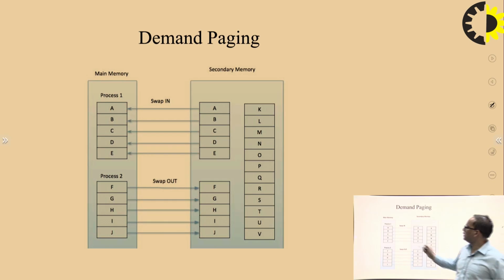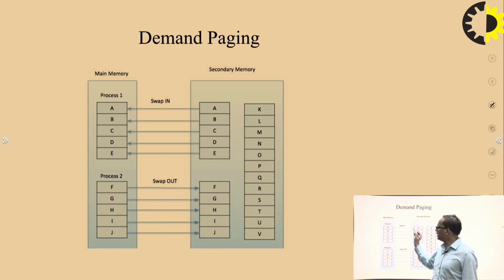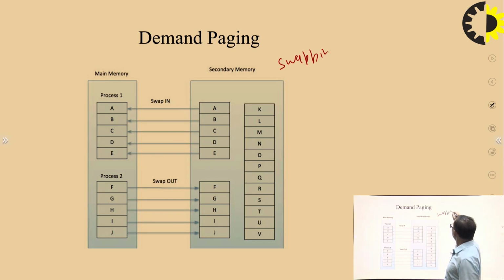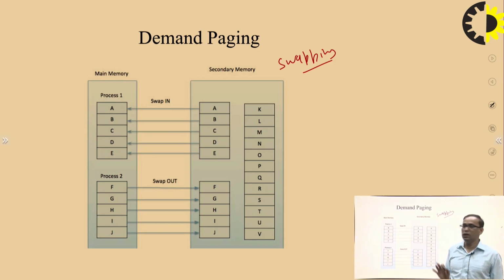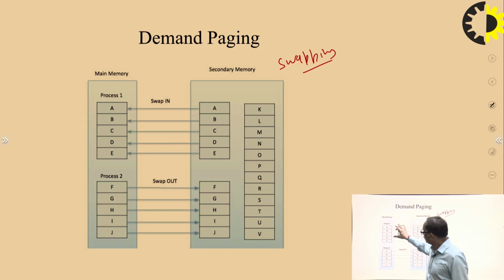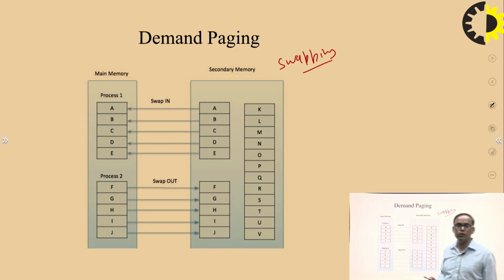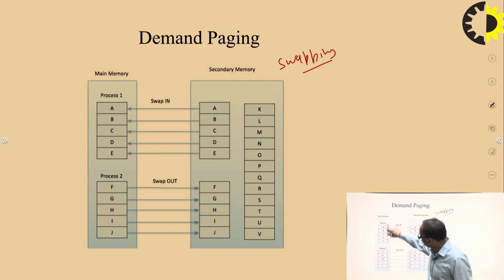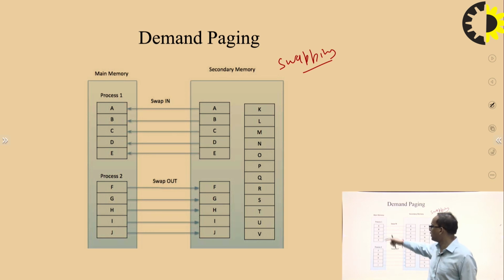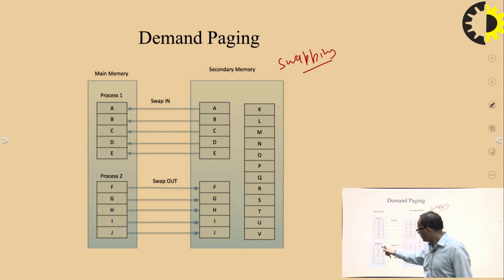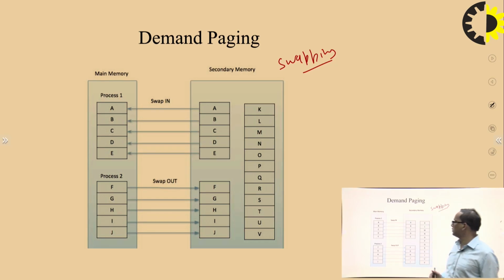Next, here this is main memory and this is secondary memory. Again, there is a process which is known as swapping. So the swapping of pages is also used in case of demand paging. Suppose initially there are two processes, P1 and P2. We have divided process P1 into 5 sections, or we can say there are 5 pages A, B, C, D, E. Again, there are 5 pages in process P2.